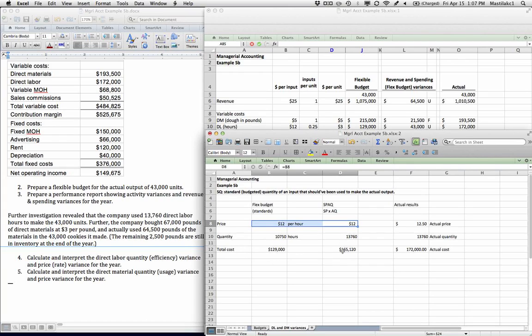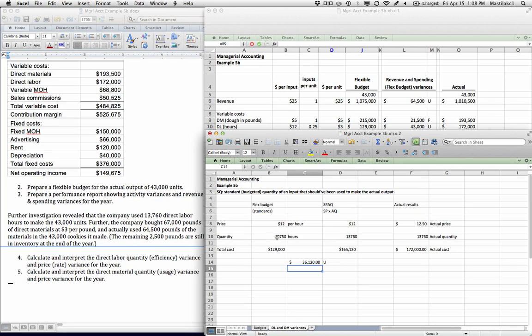So by using the SPAC column, we now know that the standard cost of the 13,760 hours is $165,120. And so the difference between the flex budget that should have been and the standard price of those hours is $36,120. Is that favorable or unfavorable? Well, we used more hours than we should have. It's going to cost the company more money. We're doing the accounting from the company standpoint, not the employee standpoint. So the company's going to spend more money, and so it's an unfavorable variance.